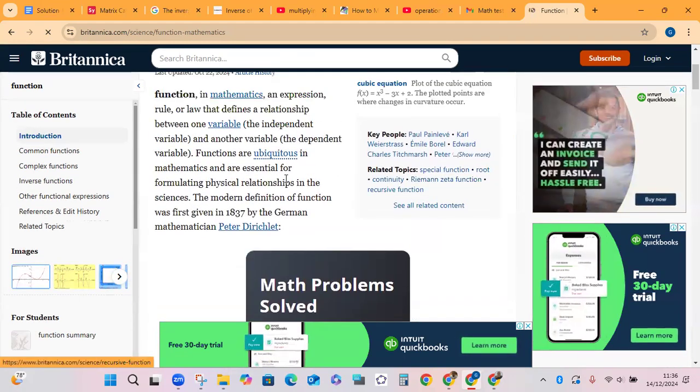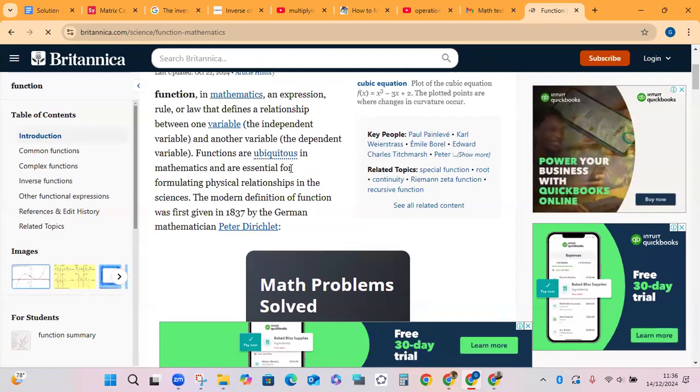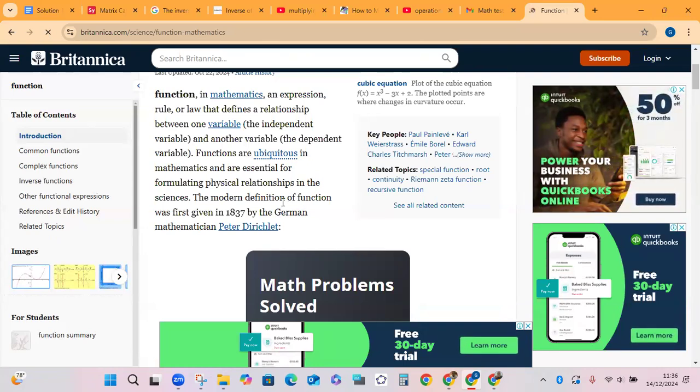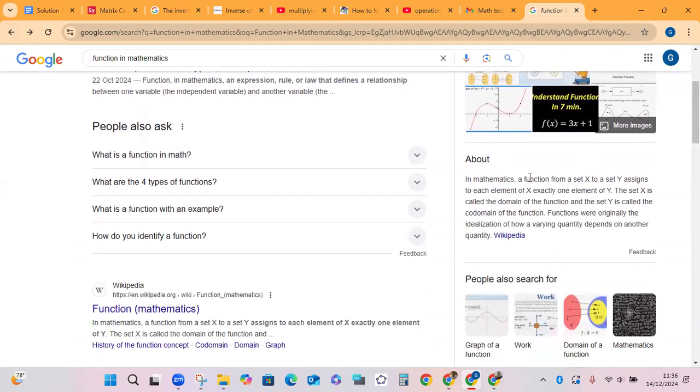The functions are ubiquitous. That means it's all over the place in mathematics and are essential for formulating physical relationships in sciences. Now, this does not really give us a clear understanding as to what is a function. So let us go to what it's about. In mathematics, a function from a set x to a set y assigns to each element x of exactly one element of y. So this now is more clearer.